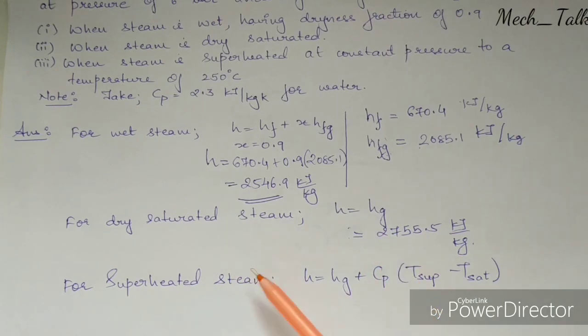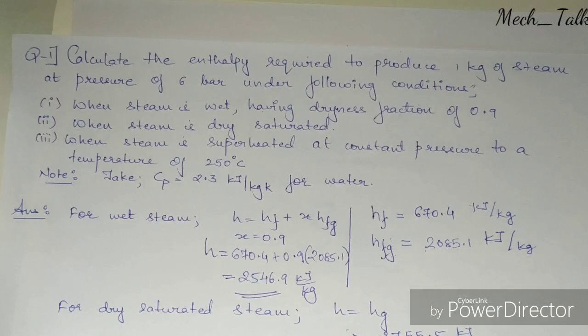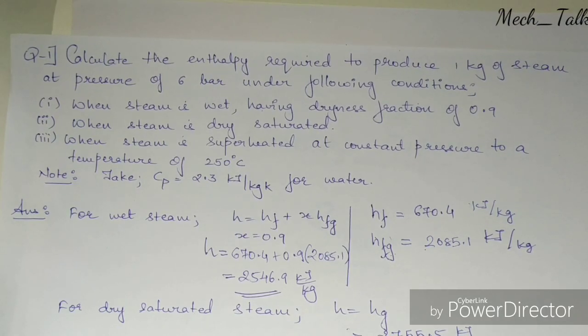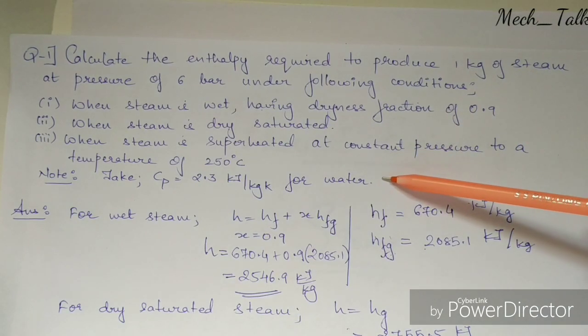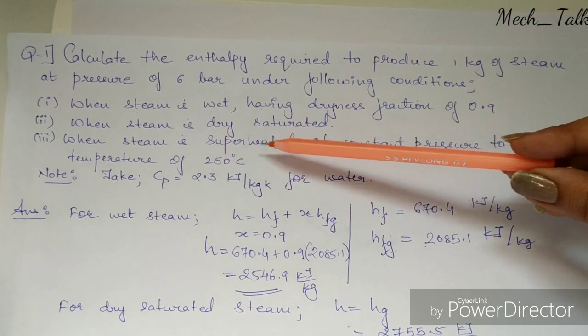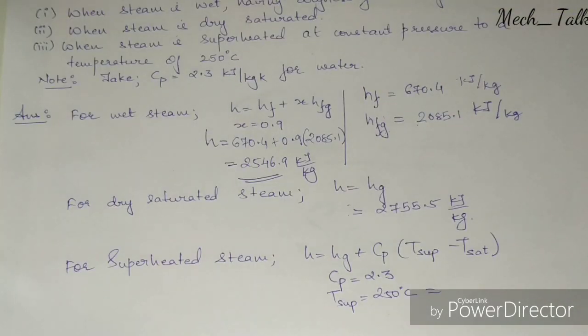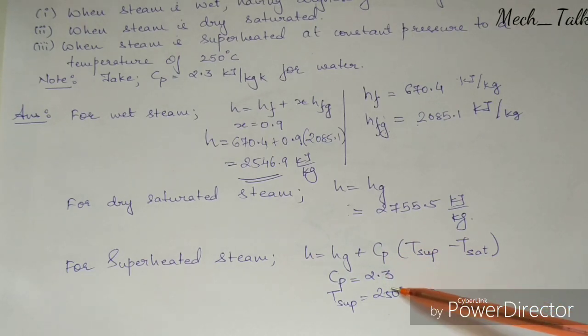Next, for superheated steam, h is hg plus Cp times (T superheated minus T saturated). From the given question, we have two data: the value of Cp is given in the question itself, and the superheating temperature is given as 250 degrees centigrade. The value of hg at 6 bar we have already written. Cp value we have as 2.3. T superheated is already given in the question as 250 degrees centigrade.